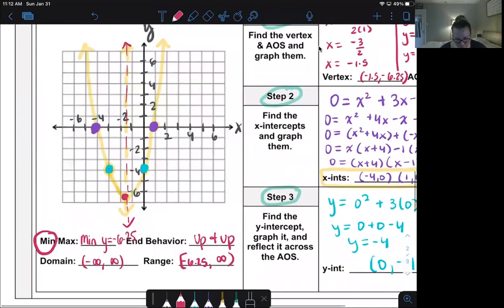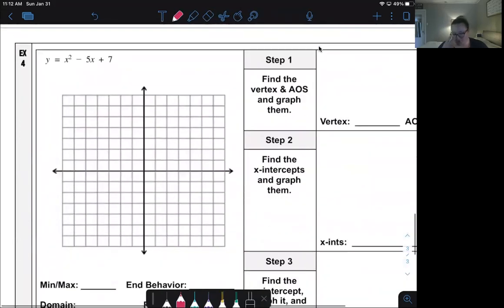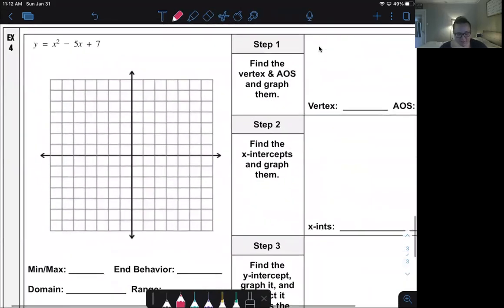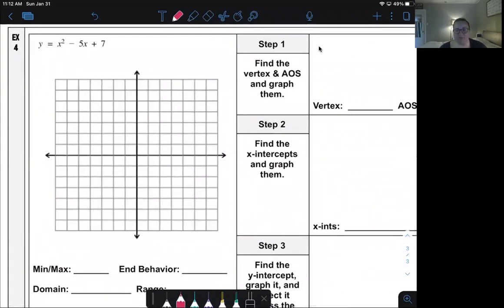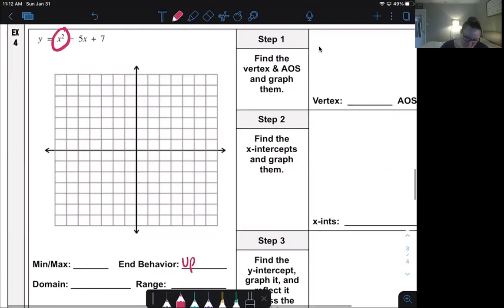All right, let's jump to example 4. Example 4: y equals x squared minus 5x plus 7. Because my leading term is positive and my degree is even, I'm expecting my end behavior to be up and up. And something interesting is going to happen with this equation. It is not going to cross the x-axis in the real number plane. So let's see what happens.